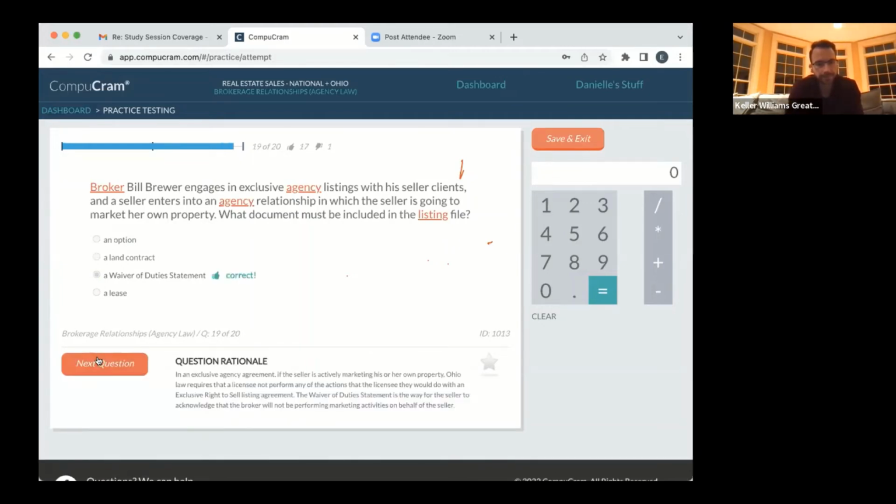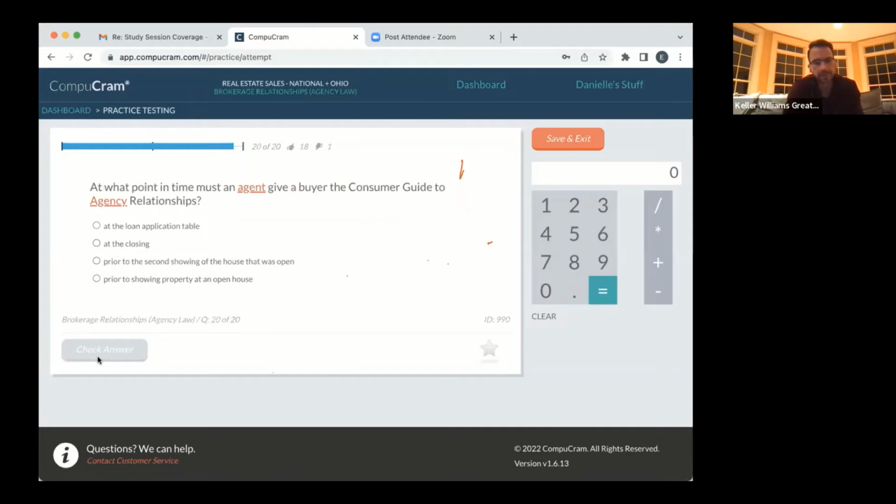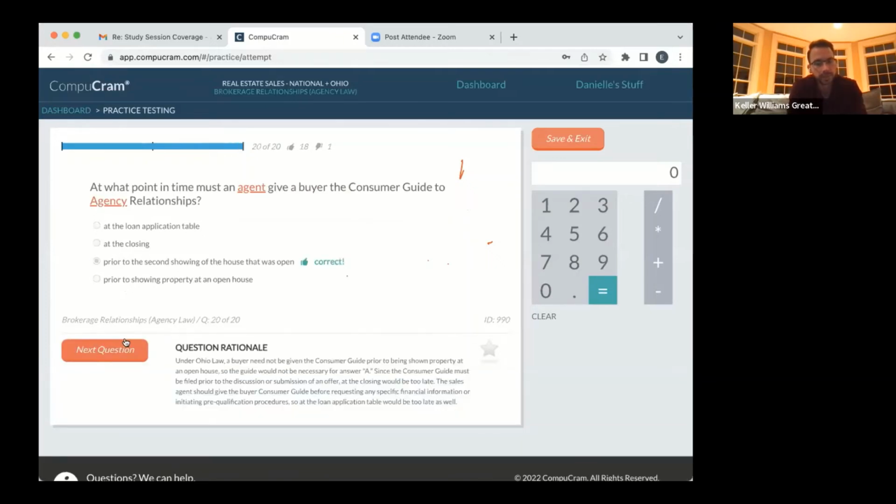C is correct. Looks like we all got that. Moving on. At what point in time must an agent give a buyer the consumer guide to agency relationships? Let's make sure we're all answering this. It's a very important one. A, at the loan application table. B, at the closing. C, prior to the second showing of the house that was open. Or D, prior to showing the property at an open house. C is correct.